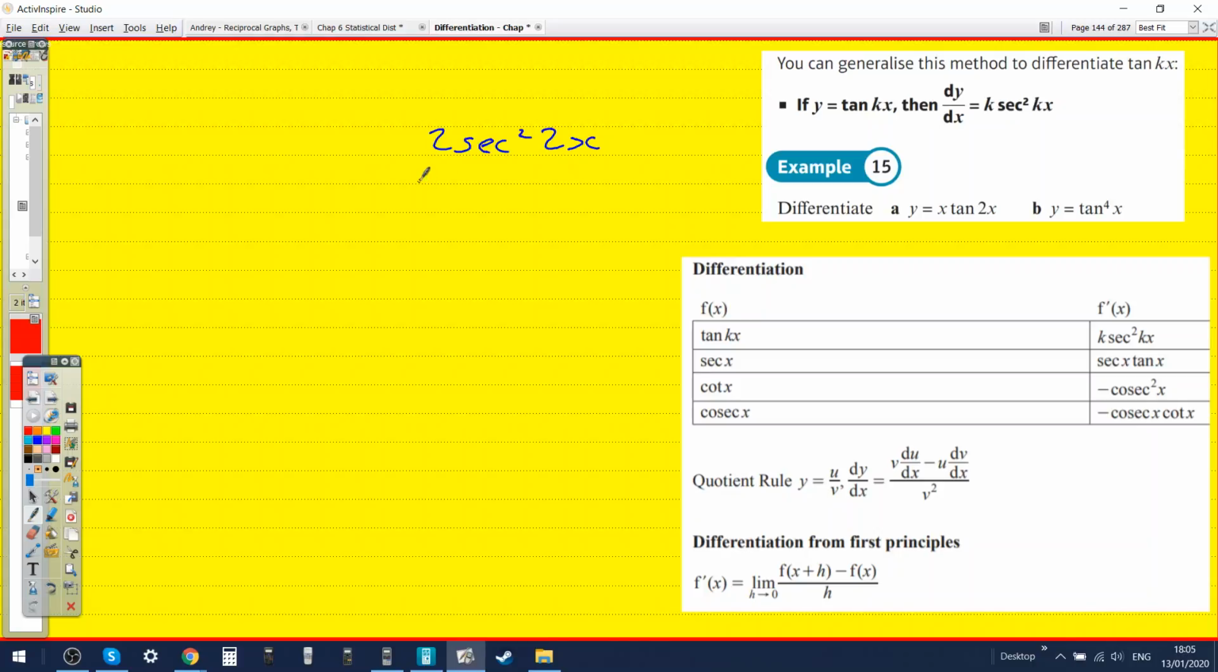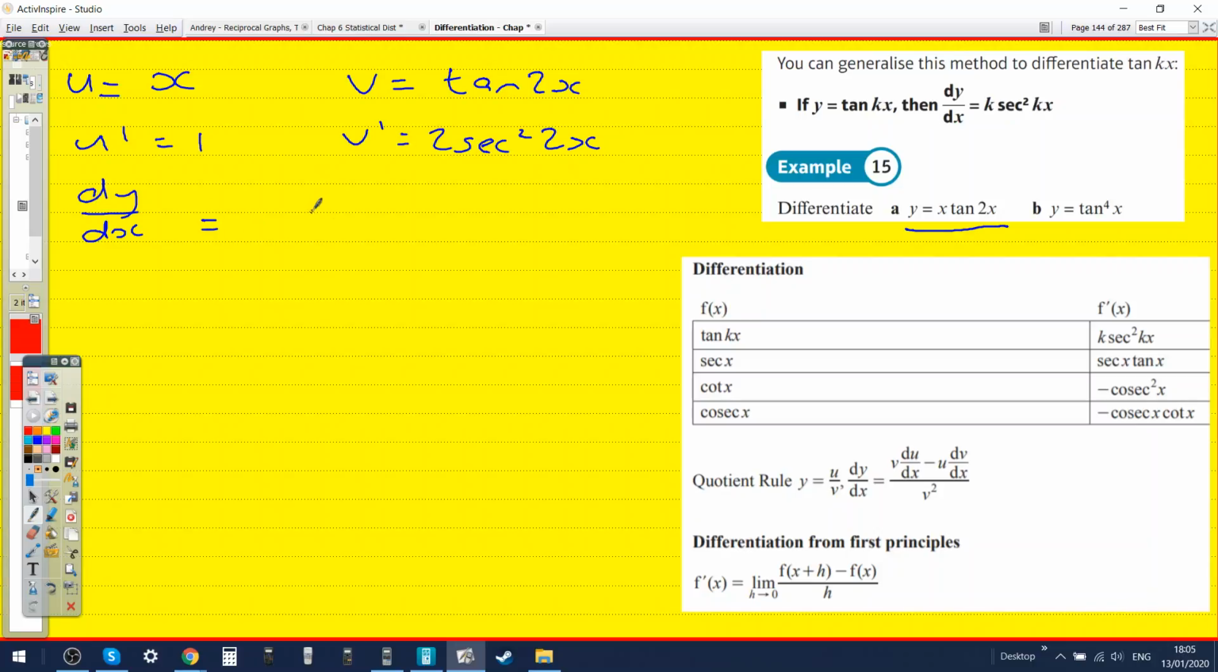Hold on. Part A is a function of x times another function of x. Did I do it wrong? It is product rule. So v dash u minus u dash v. So the differential of x is just 1. Yep. Then we found that with the other one.